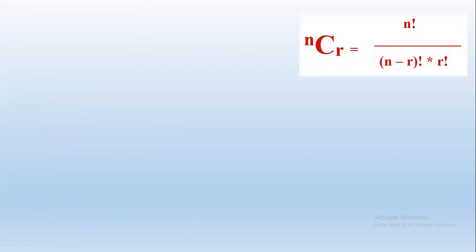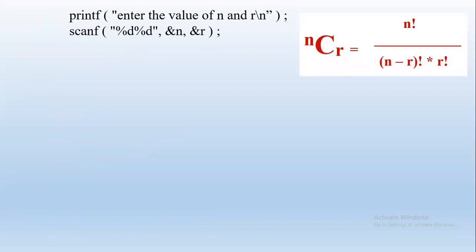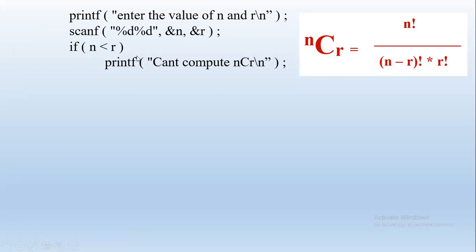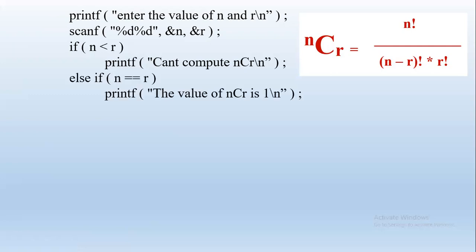Okay, so we know that the formula is NCR equal to n factorial by (n minus r) factorial into r factorial. Here, first we have to check that the basics of NCR will not change. So here also we will take input for n and r and then check if n is less than r. That is the first condition. In that case, we cannot compute NCR. Else, if n is equal to r, we know that NCR is 1.